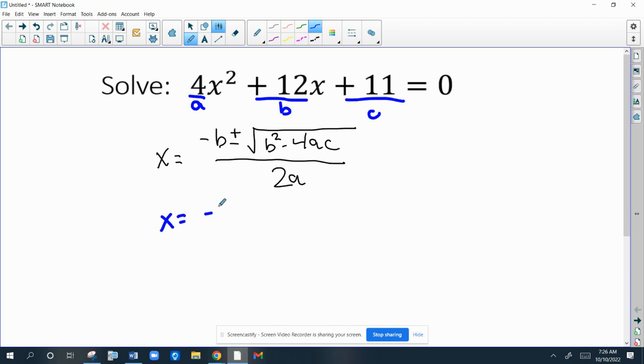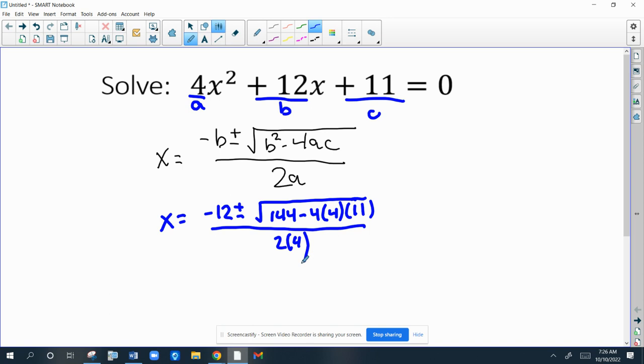So negative 12 plus or minus 12 squared is 144 minus 4 times 11 all over 2 times 4. Now you can probably see here that 144 minus 16 times 11 is going to be less than 0, so we're going to get an imaginary number here. So we'll just go with it.